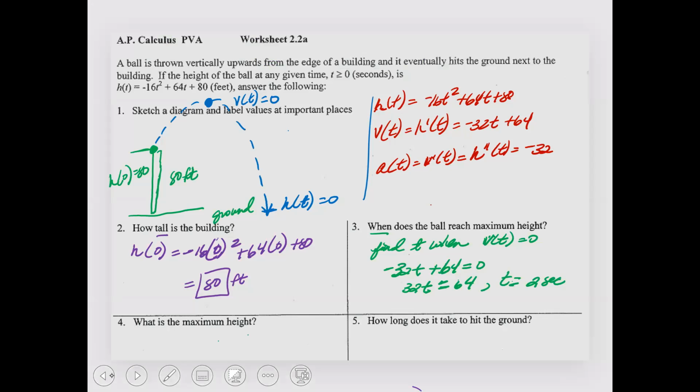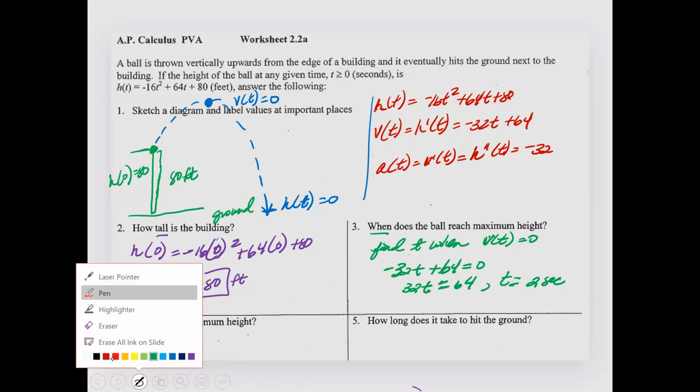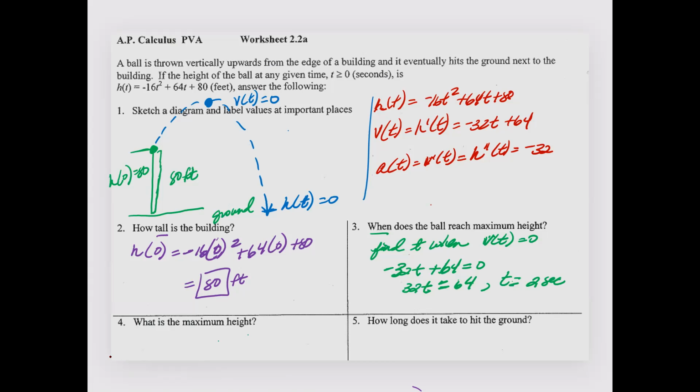Okay, so next question is number 4. What is the maximum height? When it's asking for the height, you're looking at the position function. So what you're asking to do is to find h of 2. Then you're just going to plug it in. h of 2 equals negative 16 times 2 squared plus 64 times 2 plus 80. You can do that algebraically with a calculator, and after you're done, you should have it equals 144 feet.